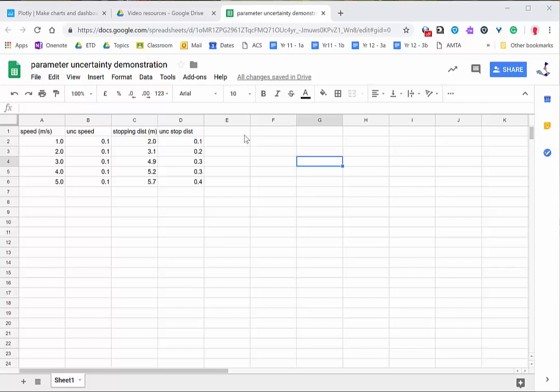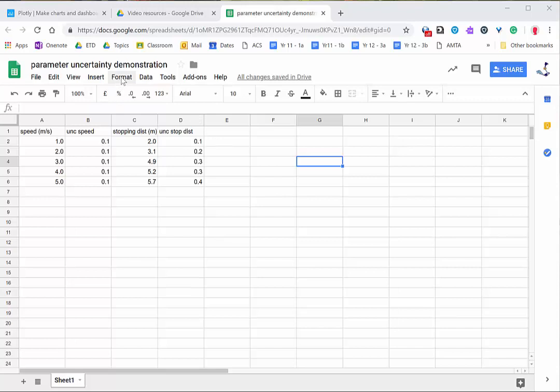In this video, I'm going to show you how to calculate the slope and y-intercept for a linear graph, but also calculate the uncertainty on those parameters. So how certain are we about the size of the slope? How certain are we about the y-intercept?